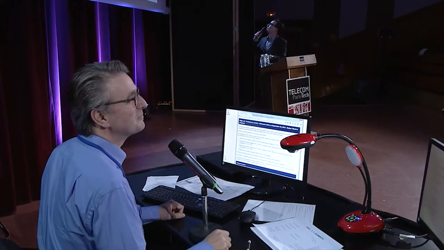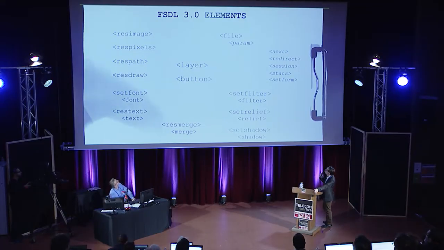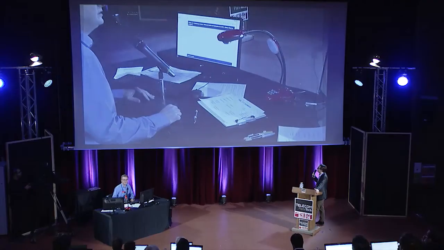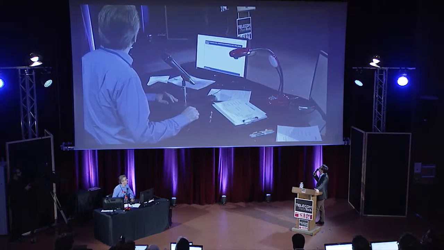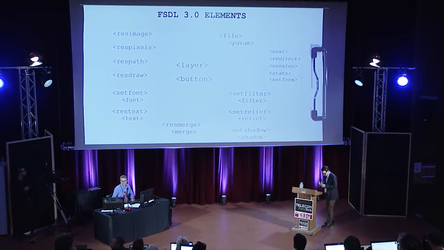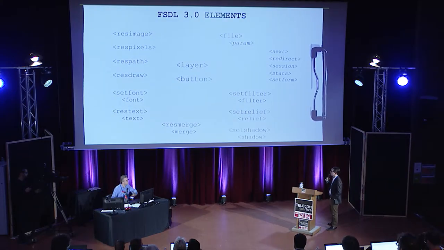Okay, so for those of you who are with us via internet, what you're seeing on the top right here is a sheet of paper. This is an A4 sheet of paper with the number of words. So these are the FSDL 3.0 elements. That's it. Okay, let's show them one more time. So, as you can see, it all fits on an A4 sheet. Nothing hidden. That's it. And with this, you can create Frogans sites.